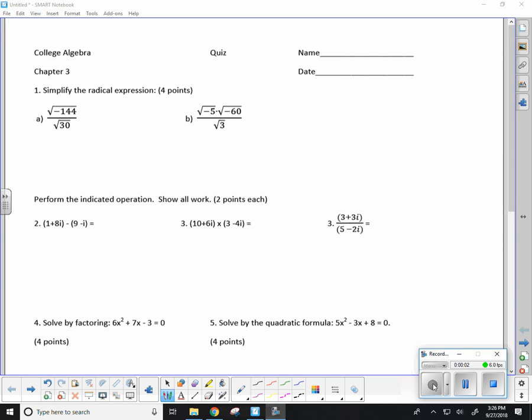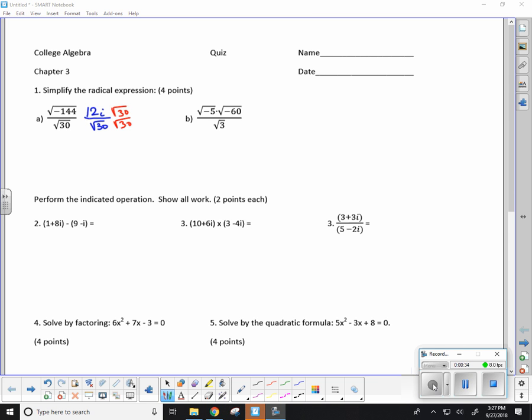Okay, we're going to work through the quiz, and hopefully this will help you be prepared for the test. So I'm going to jump right in, and with number 1, you're going to see that the numerator is going to be an imaginary number. So we're going to get 12i, 12 being the square root of 144, i being the square root of -1, and then we've got radical 30 in the denominator. So then I would rationalize by multiplying the numerator and the denominator by that radical 30.